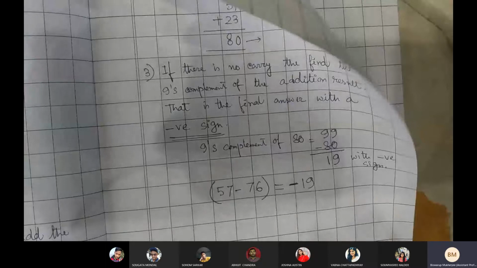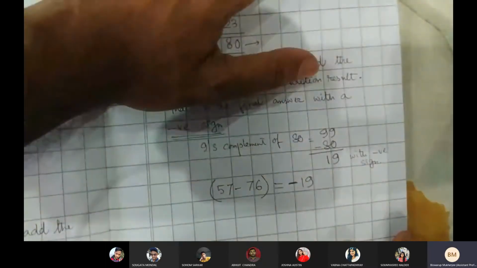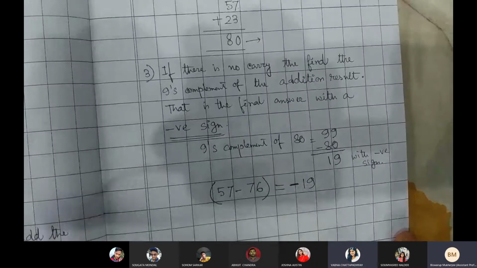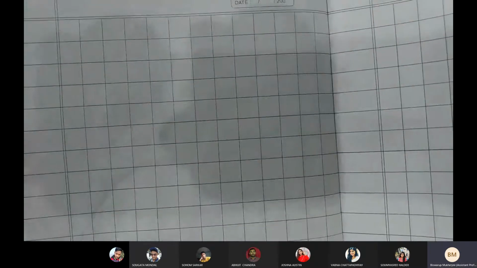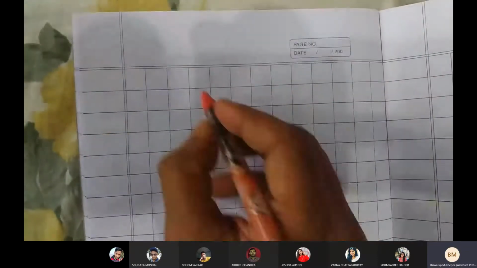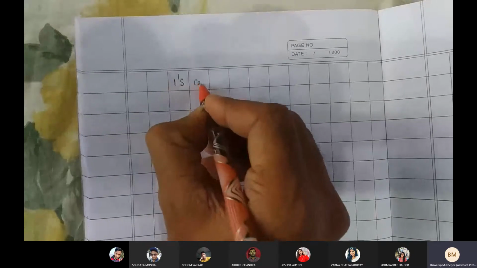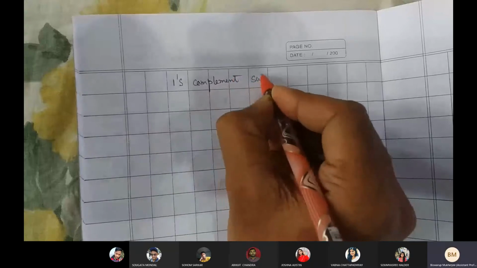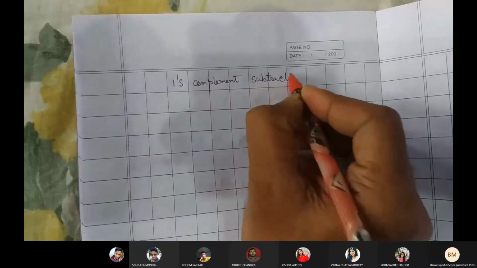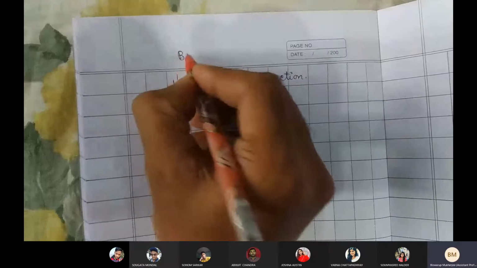Am I clear on this one? So this is the process. Coming to the binary number system, the process would be the same, for a binary number system using ones complement subtraction. So now let me come to the diminished radix subtraction, that is ones complement subtraction. It is in the binary number system.